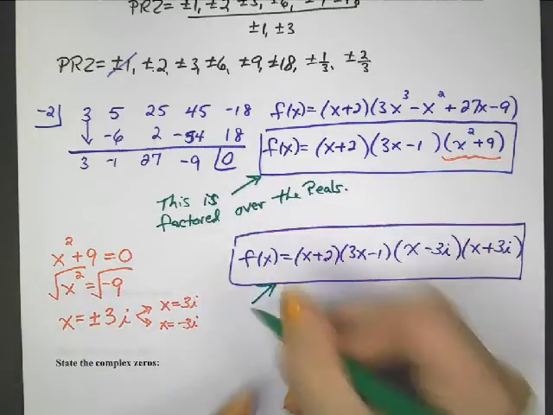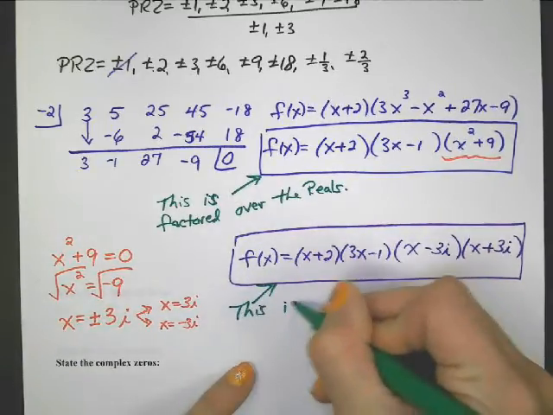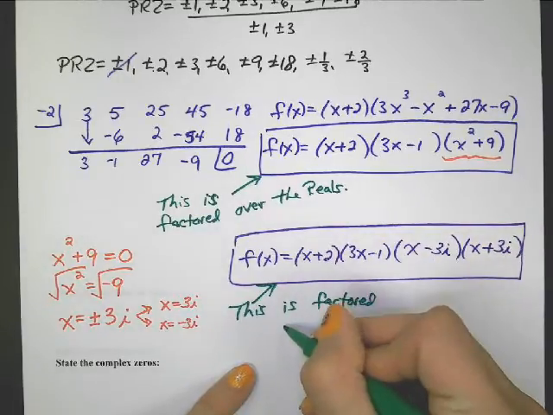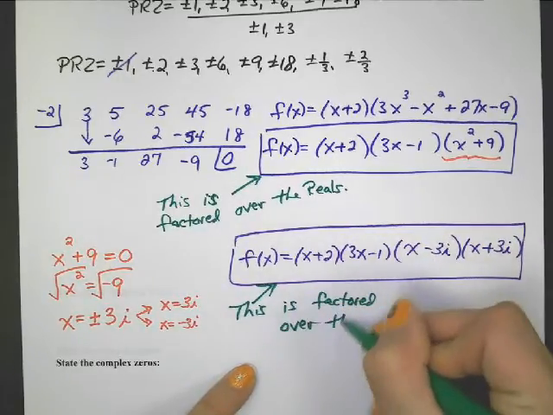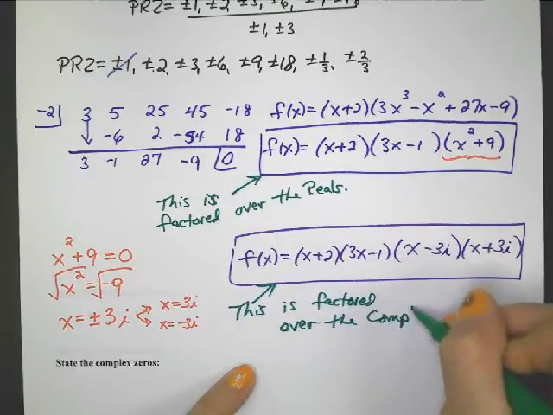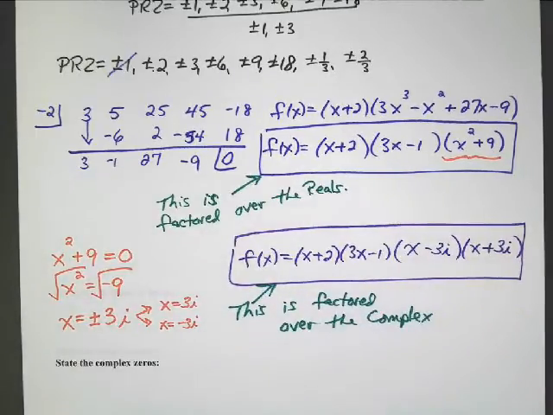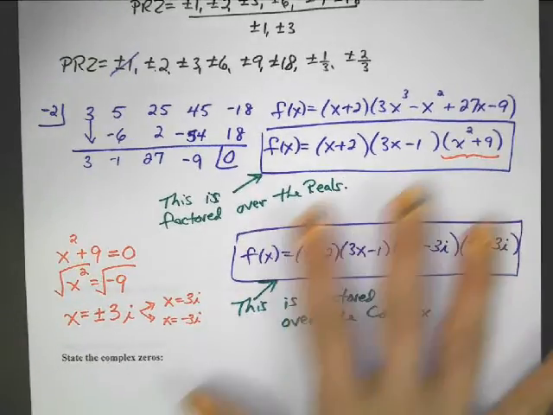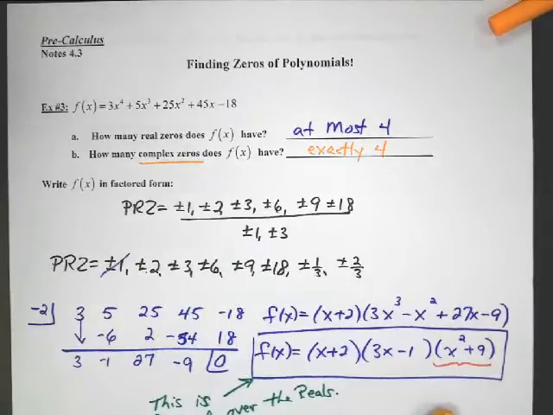Okay, and I want you to write this note. This is factored over the complex. Over the complex means using complex numbers. See how we get to use imaginaries? So actually, let's go back up here and look at these questions.